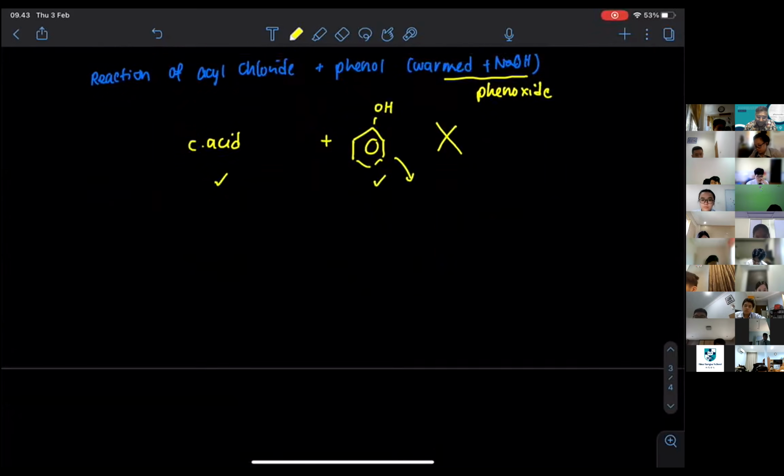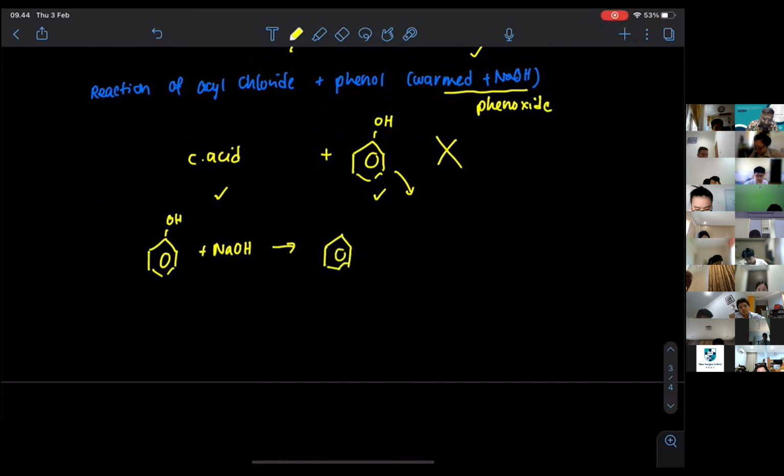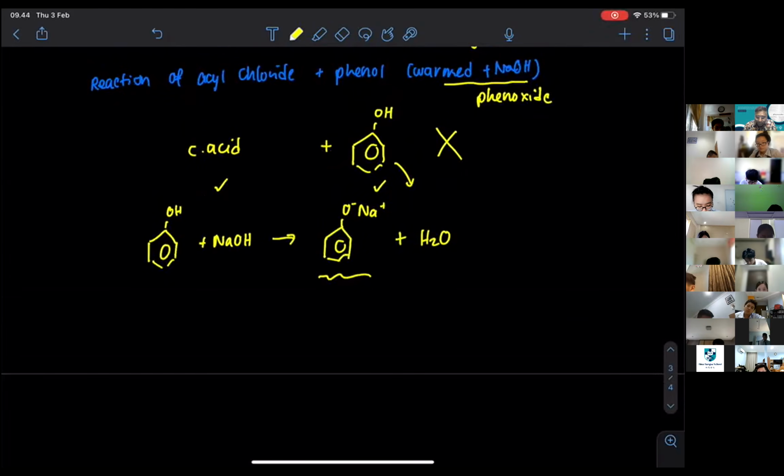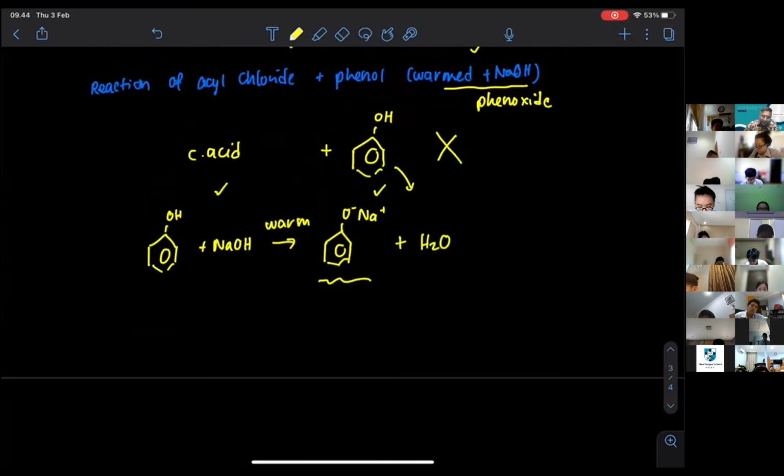Two more minutes. Let me actually write it down for you. First, phenol is going to react with sodium hydroxide to give you sodium phenoxide, O minus Na plus, and then H2O. This is the nucleophile that we want. We create the nucleophile and you need to warm this, you need to heat it up. Once you get the nucleophile, you can react with the acyl chloride.